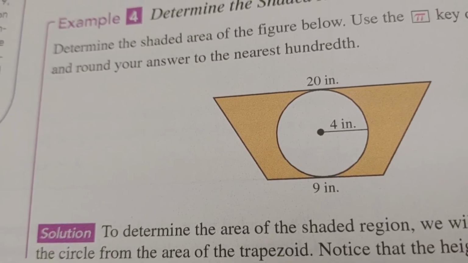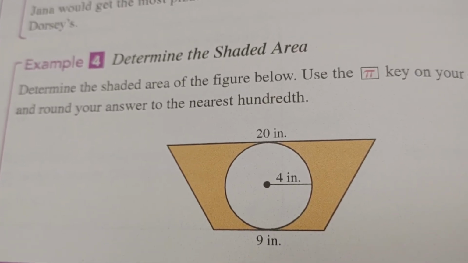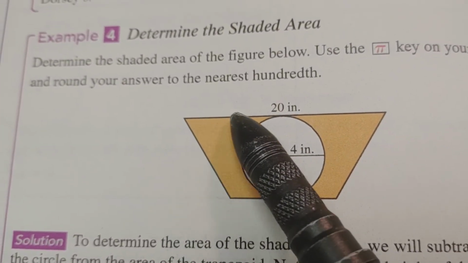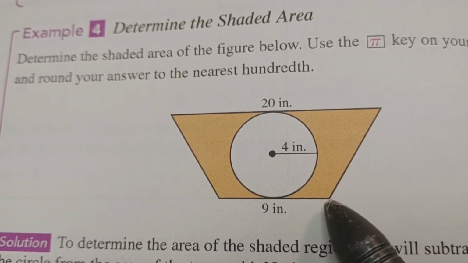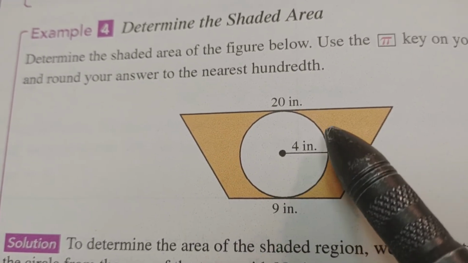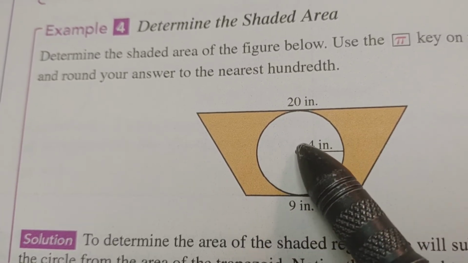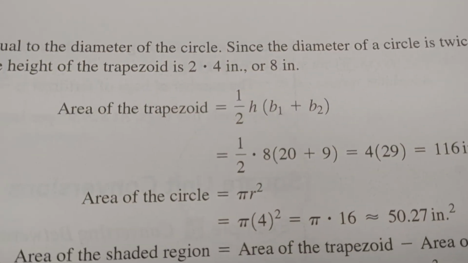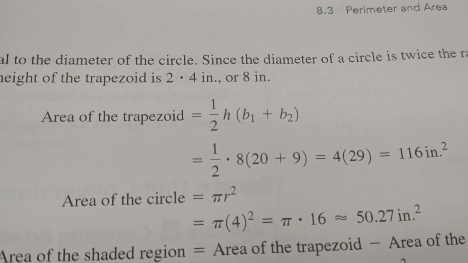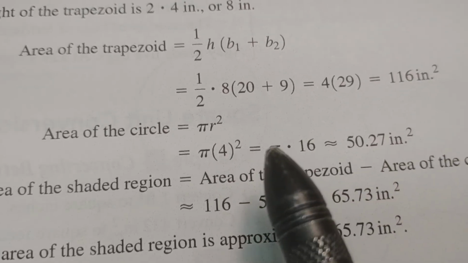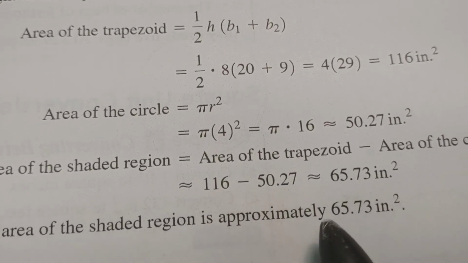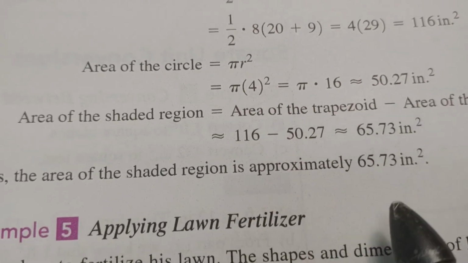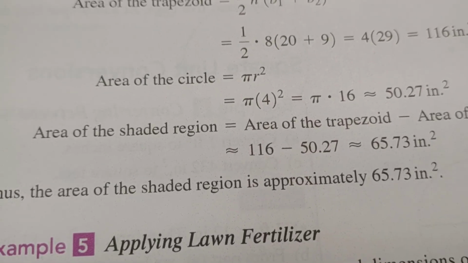In terms of this problem here, it says determine the shaded area of the figure below. So what we can do is first figure out the area of this trapezoid, figure out the area of the circle, and then subtract the area of the circle from the area of the trapezoid. So here's how we do this. There's the area of the trapezoid, right here, just using the formula. Here's the area of the circle. We take the area of the trapezoid and subtract the area of the circle from it, so we find out the shaded region is 65.73.